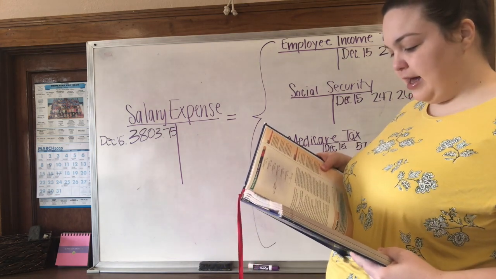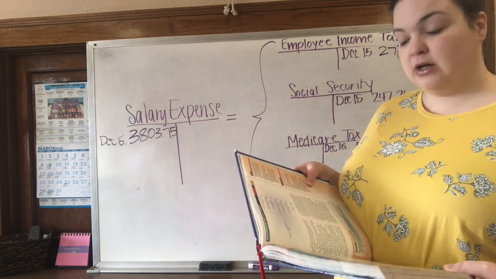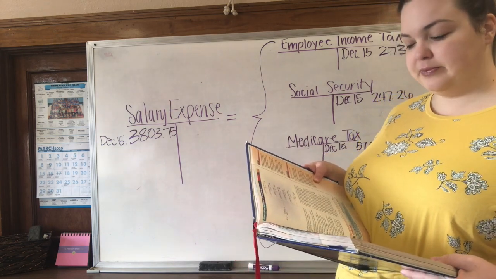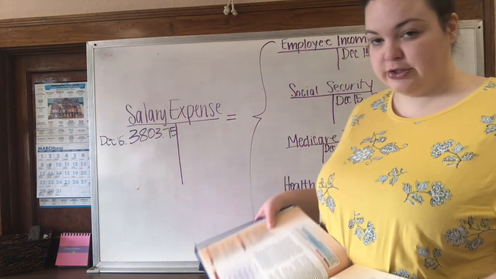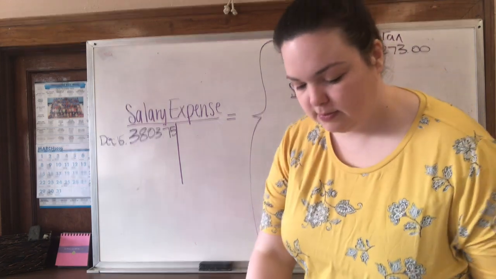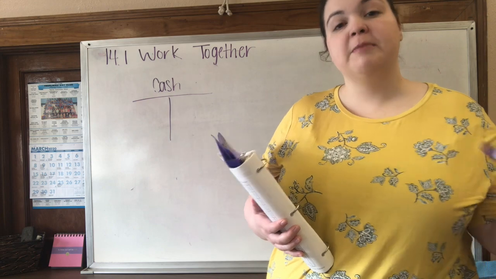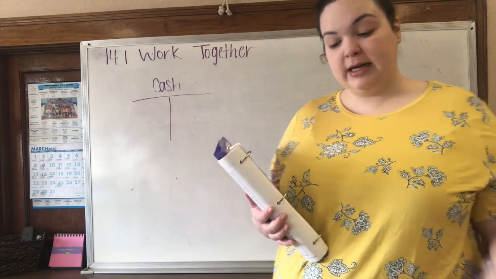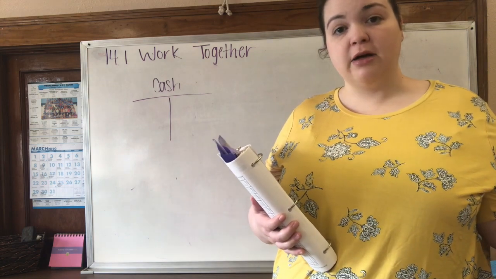And then you also have your net pay, which is going to be called cash on your T account, and it is $2,989.02. So remember that your cash is your net pay. Now it's not technically given to you, but we can calculate it and figure it out.